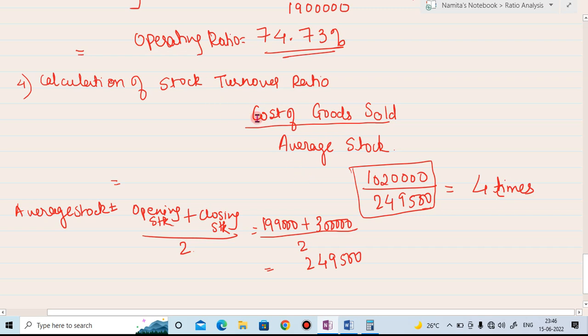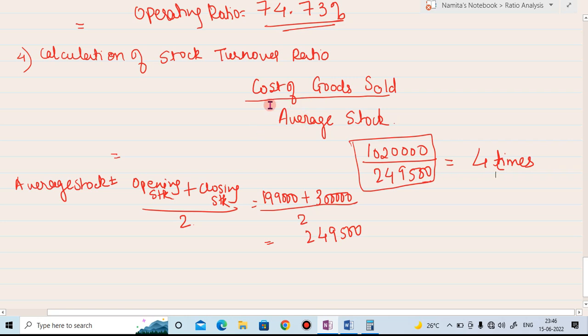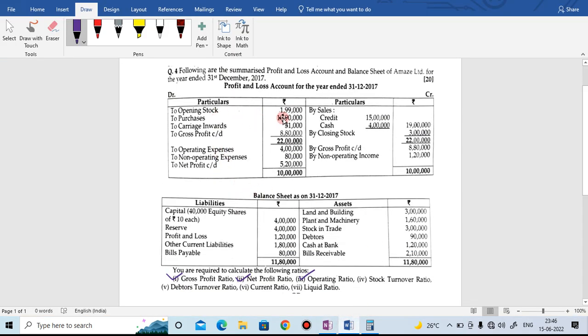Turnover will always be in times. I hope you have understood how to calculate stock turnover ratio: cost of goods sold upon average stock. To find average stock, the formula is opening stock plus closing stock divided by 2. Opening stock and closing stock you will get from the question itself. Opening stock is 1,99,000, closing stock is 3 lakhs. So stock turnover ratio is 4 times.